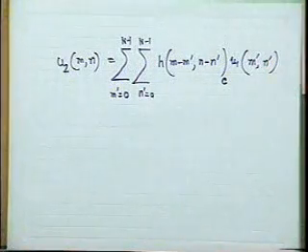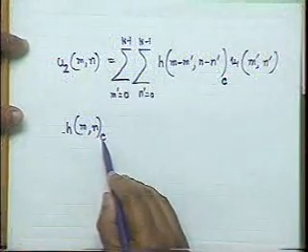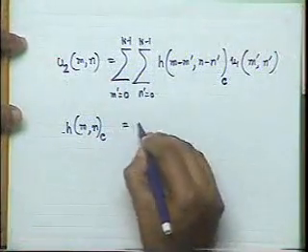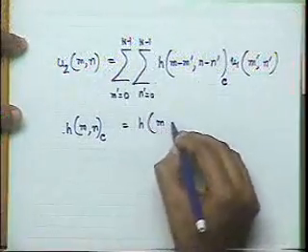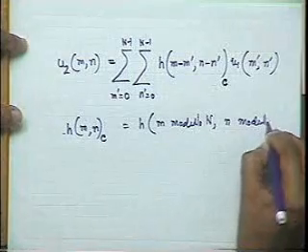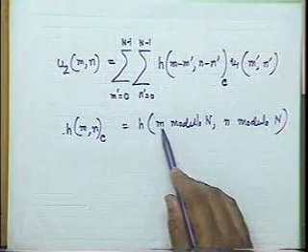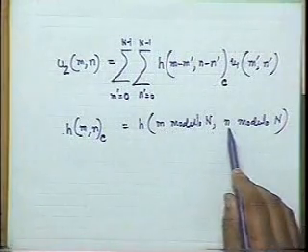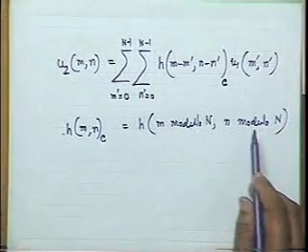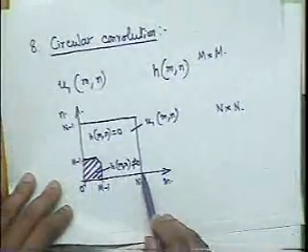And let me now define what is H m comma n c. What does this circularity C mean? It is simply H of m modulo capital N comma n modulo capital N. You know what is modulo N. That means if I have H of m n where the indices m and n exceed capital N, in that case it just folds over.